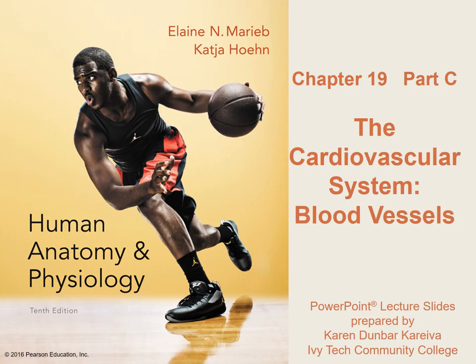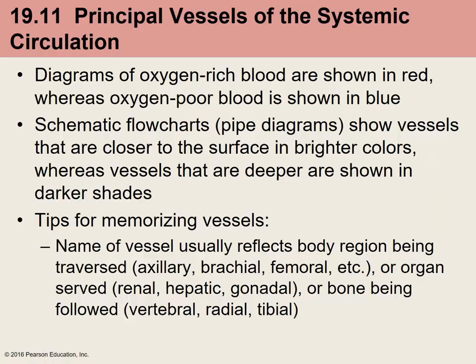Cardiovascular system, and now we're going to be looking at the actual individual arteries and veins, learning the names of them, the identification of them. In all these diagrams, you will notice it's kind of a standard procedure that the oxygen-rich blood is going to be shown in red and oxygen-poor blood is shown in blue. The schematic flow charts are going to show the vessels closer to the surface in brighter colors, and those that are deeper are going to be in a darker shade.